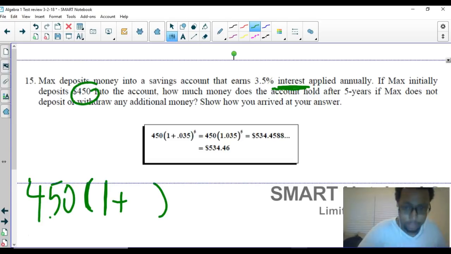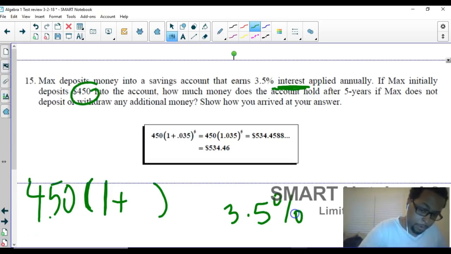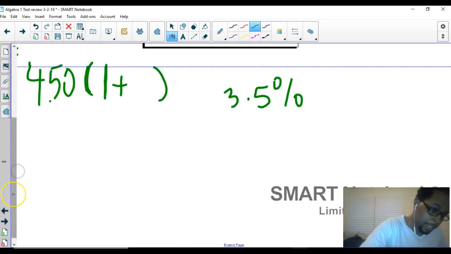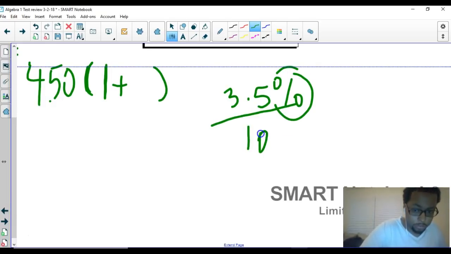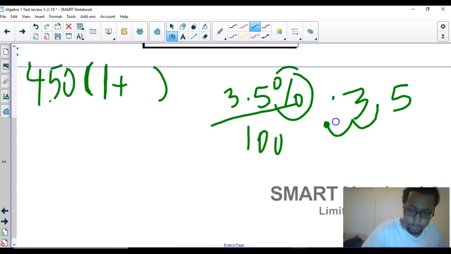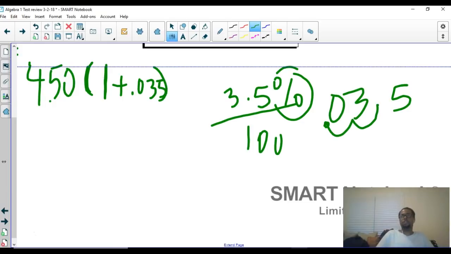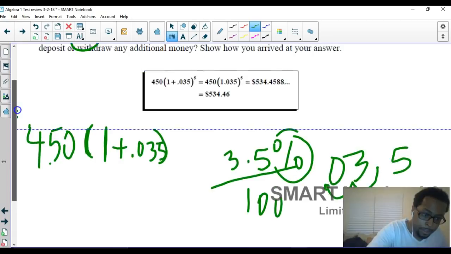My growth factor is 3.5, but again, it has to be a decimal. Now don't be confused. It looks like a decimal, but it's still a percent because of the percent sign. So you still got to divide it by 100 or move it over twice. So it's just going to be 0.035. If there's a percent there, it is not a decimal, it is a percent. You have to change it into a full decimal without the percent sign. You do that by dividing by 100 or moving the decimal, okay?